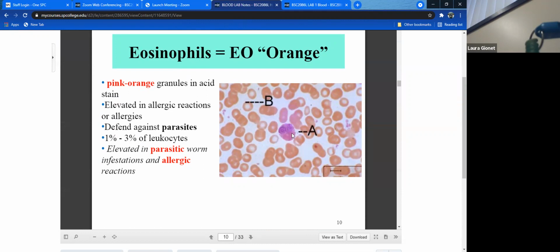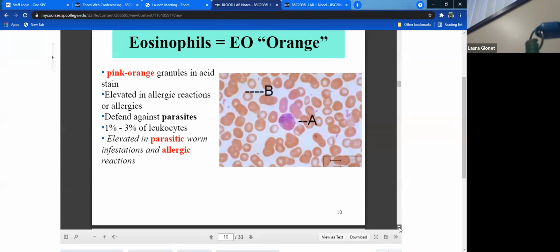So if you see a white blood cell that has granules that are rather pale staining and abundant and kind of pinky orangey, especially on the models, we'll see that they're orangey, that's an eosinophil. They're elevated in allergic reactions, allergies. They help defend against parasites, and really the only one that will elevate in the presence of parasites. It's kind of a good board question. Generally, only about 1 to 3% of all the white blood cells or leukocytes will be eosinophils. So they're elevated in parasitic worm infections and allergic reactions.